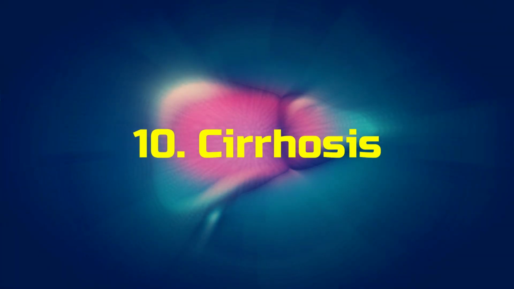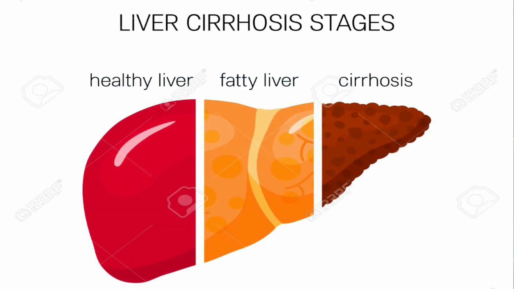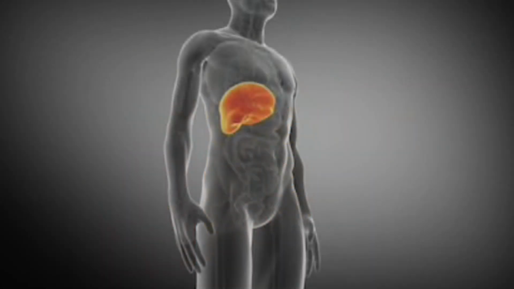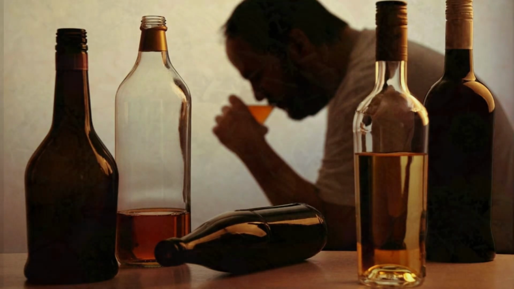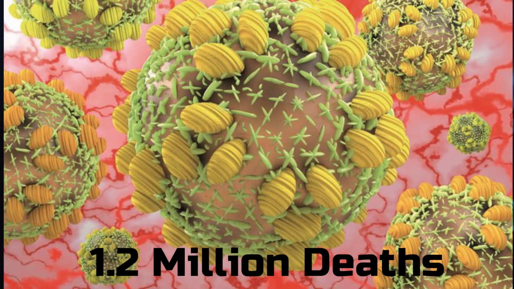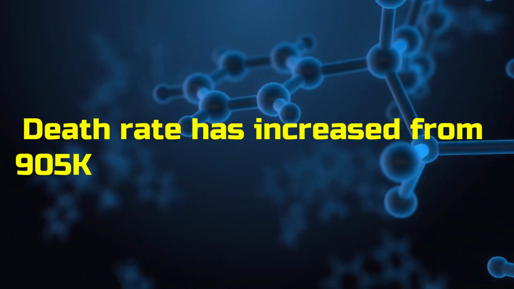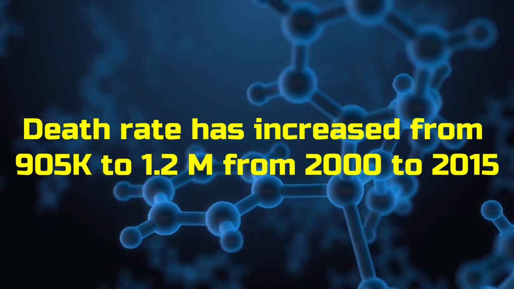Number 10. Cirrhosis disease. Cirrhosis is a late stage of scarring or fibrosis of the liver caused by many forms of liver diseases and conditions such as hepatitis and chronic alcoholism. It took almost 1.2 million deaths and 2.1% of deaths are due to this particular disease. The death rate has increased from 905k to 1.2 million from 2000 to 2015.